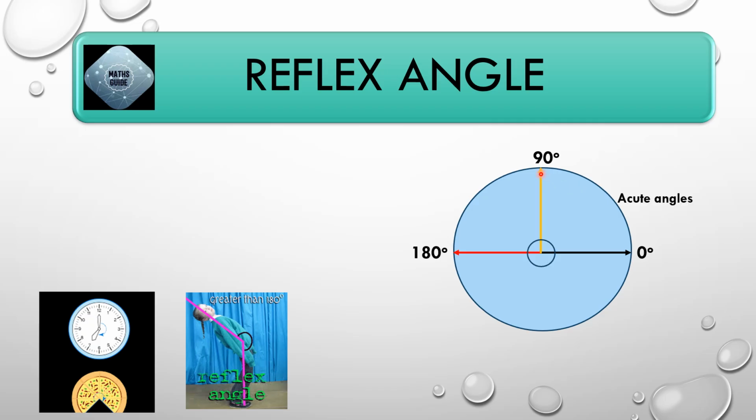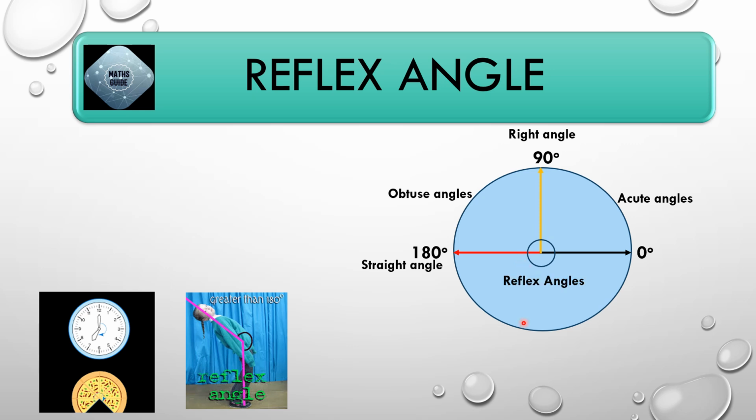On reaching 90 degrees, it forms an angle which is called a right angle. Moving forward towards 180 degrees, angles formed are called obtuse angles, and on reaching exactly 180 degrees, forming this semicircle-like rotation, this is called a straight angle. And after moving forward from 180 degrees, reflex angles start.